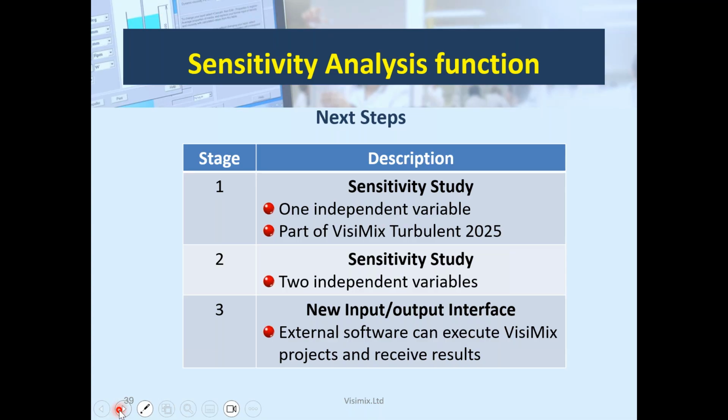The second step will be to run more than one variable. In this case, it's two because it's a simple one, but it's more than one. And the latest step for this complete project is to have a capability for some discussion between VisiMix software and your questions. That is reminding us of some AI.